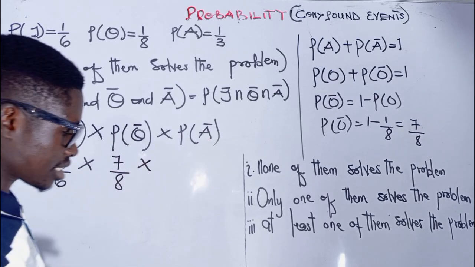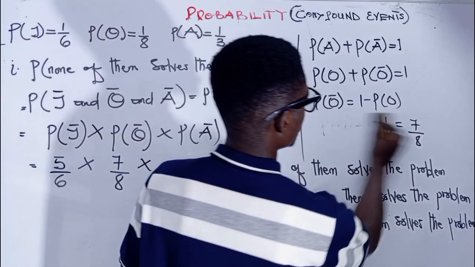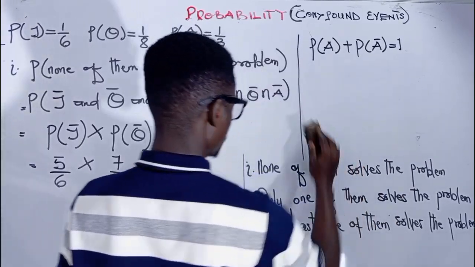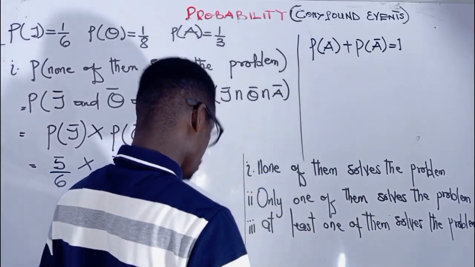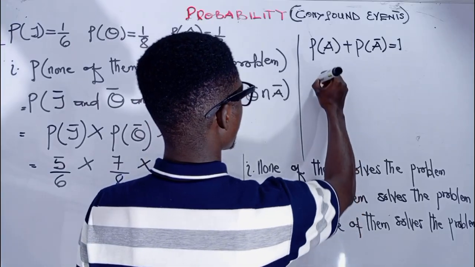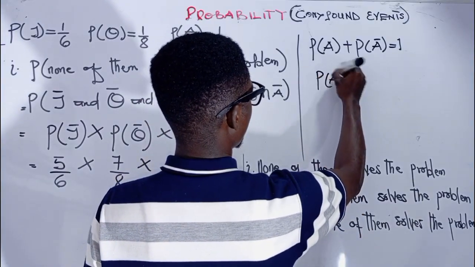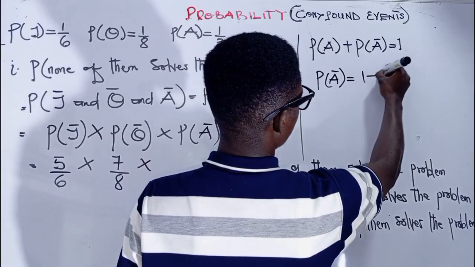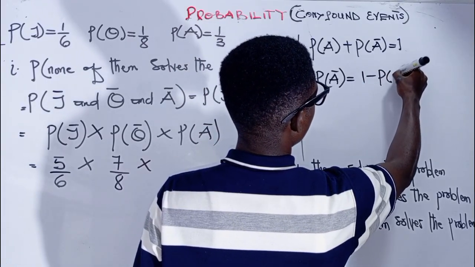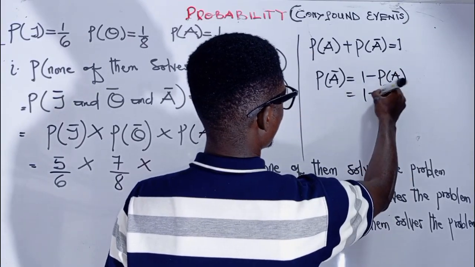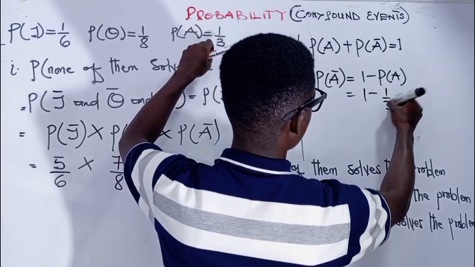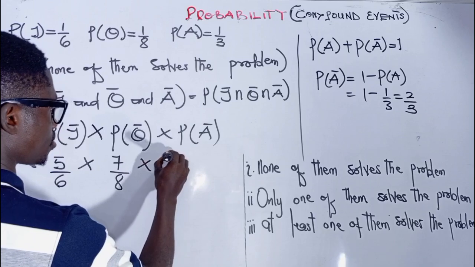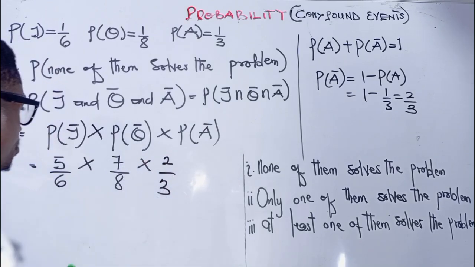Now let's look at Asamoah too was not able to solve the problem. So you can say the probability that Asamoah was not able to solve the problem will be given as 1 minus the probability that Asamoah solved the problem. So we have 1 minus 1 over 3, that gives us 2 over 3. So we have 2 over 3.